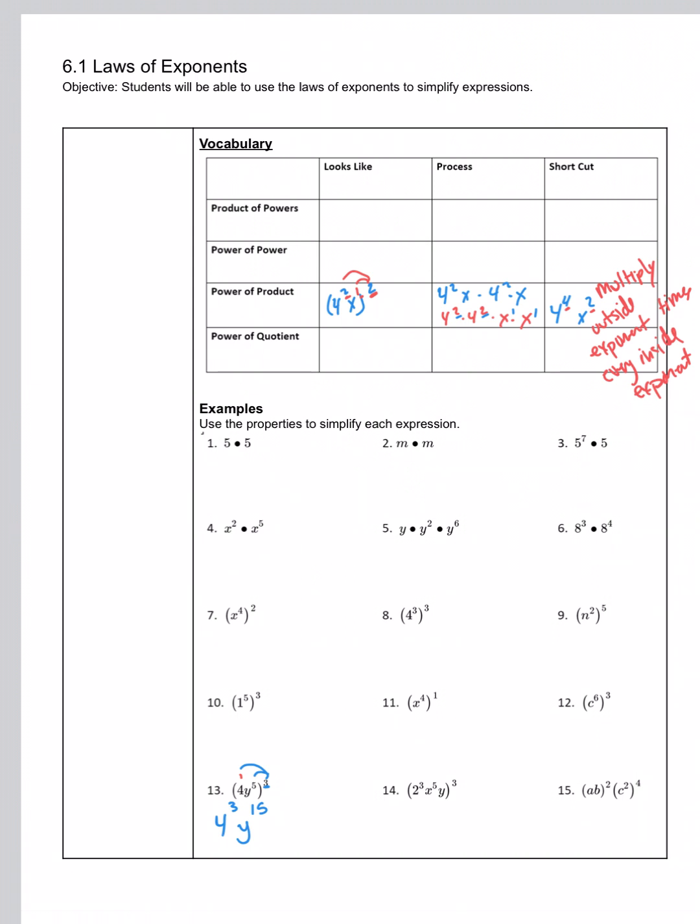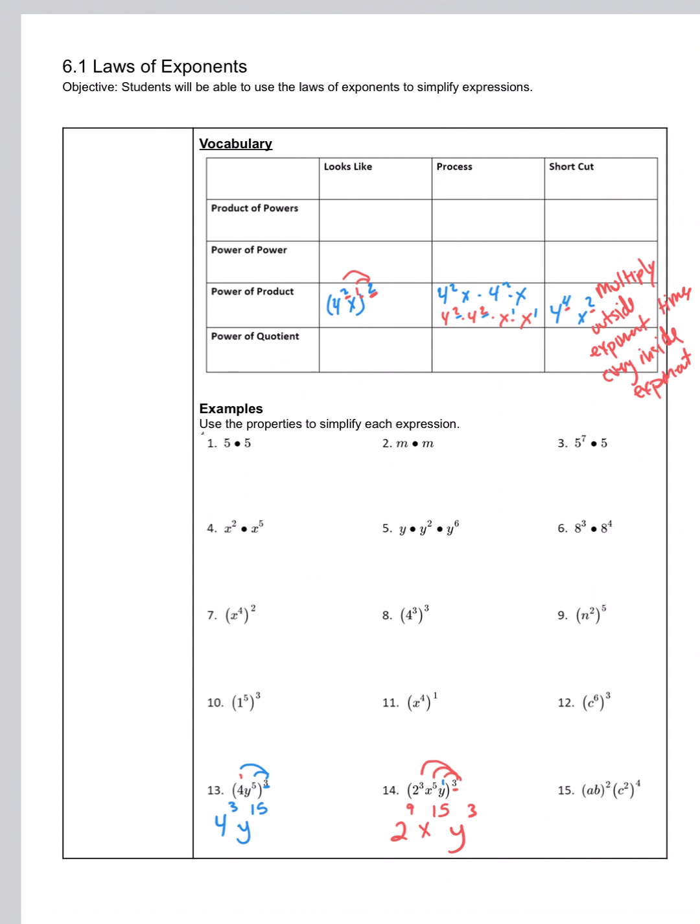And then again, so it's 2 to the 3rd, x to the 5th, y to the nothing, so we make that a 1. And again, I'm going to take that outside exponent, that 3, and it's going to multiply by every inside exponent. So I'm going to have 2 to the 3 times 3 is 9. x to the 3 times 5 is 15. And y to the 3 times 1 is 3.